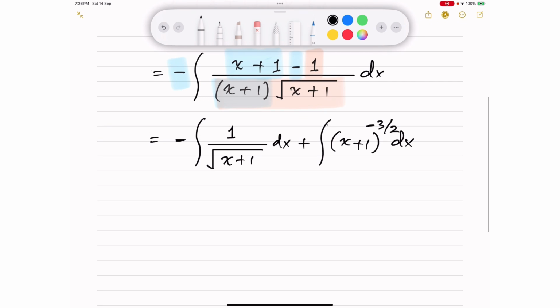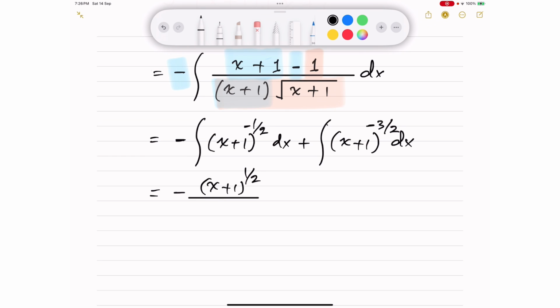And of course, we can rewrite this here as x plus 1 to the power negative half. Now we are left with two simple integrals. The first one is going to be equal to negative, of course, x plus 1 to the power half divided by half. And the second one would be equal to x plus 1 to the power negative 3 by 2 plus 1, which is negative half, divided by negative half, plus, of course, c.